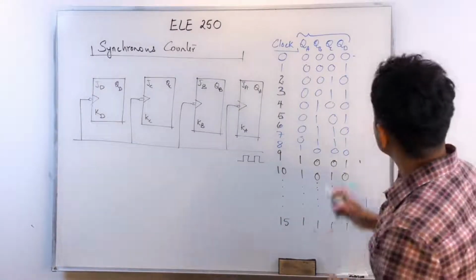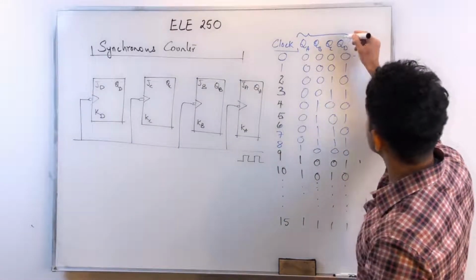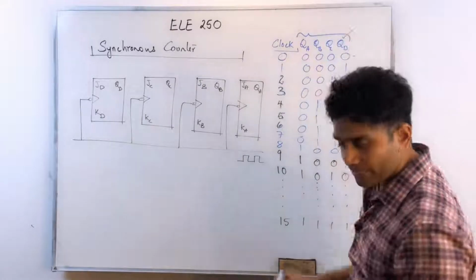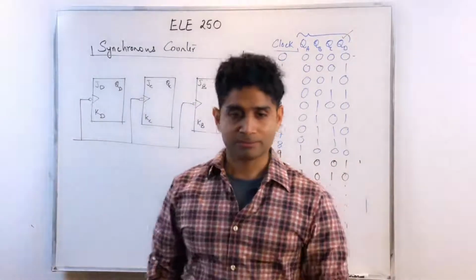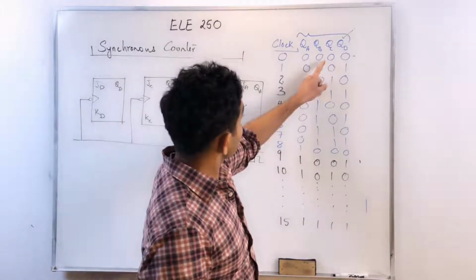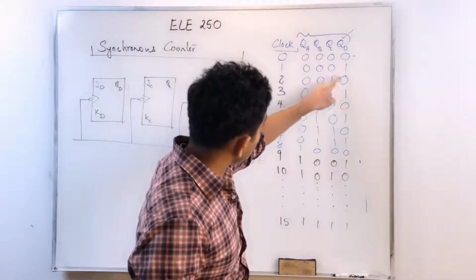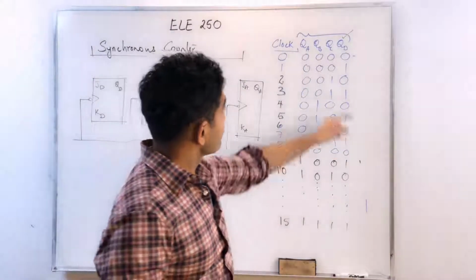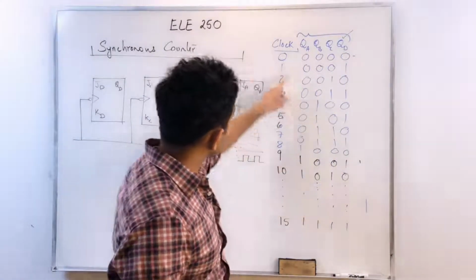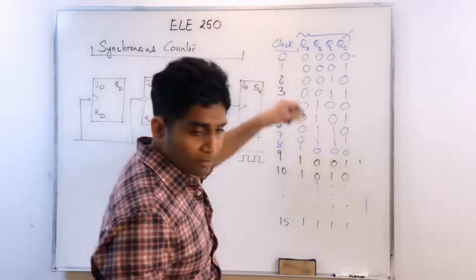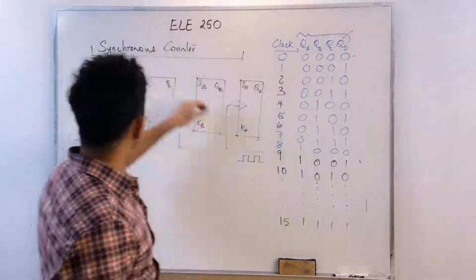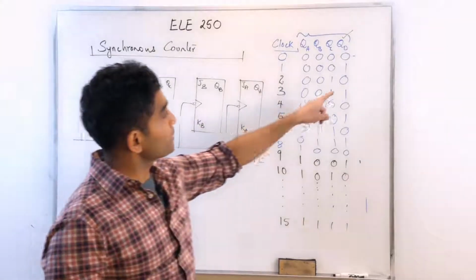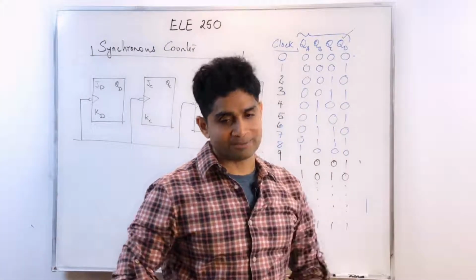Let's examine QD to start with, because that's the simplest one. QD should toggle with each clock pulse, with each active edge on the master clock. That's exactly what is happening here. Of course, the master clock is applied directly to QD. So how should QD be configured?